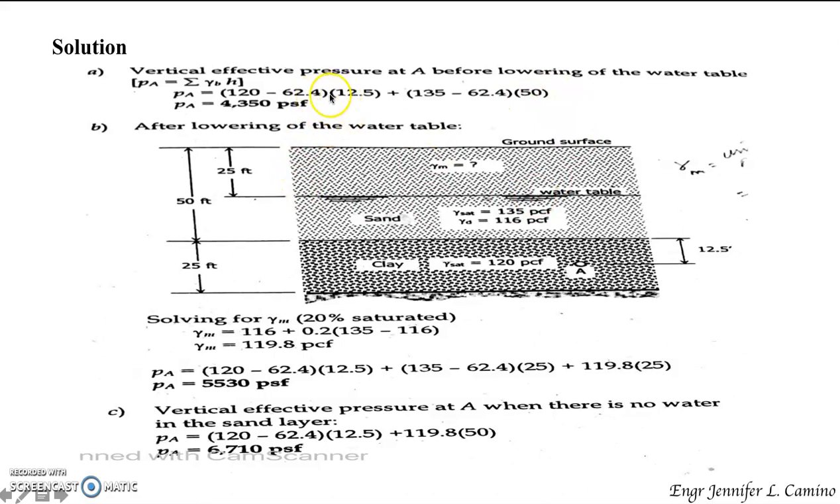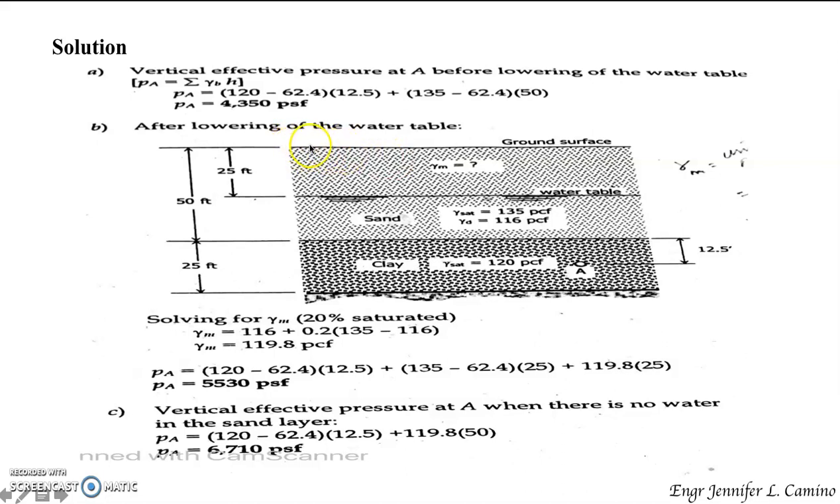So for this other solution, if you try to get the total stress at point A, you simply have 120 times 12.5 plus 135 times 50. And you have the equivalent value of the total stress, which is 8,250.